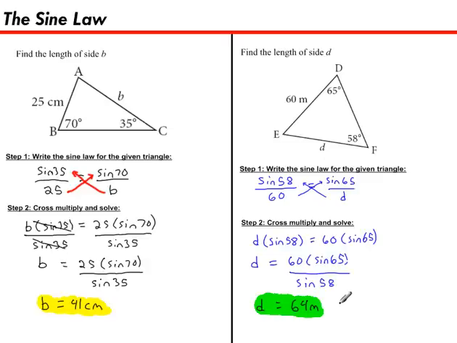Your solution is d is equal to 64 meters. And we got that by first setting up two ratios or fractions, just like this. And then in step 2, we cross multiplied to get this line right here. Then we have to isolate for d, which means we have to divide both sides by sine 58. And finally, we entered this into our calculator and arrived at 64 meters.